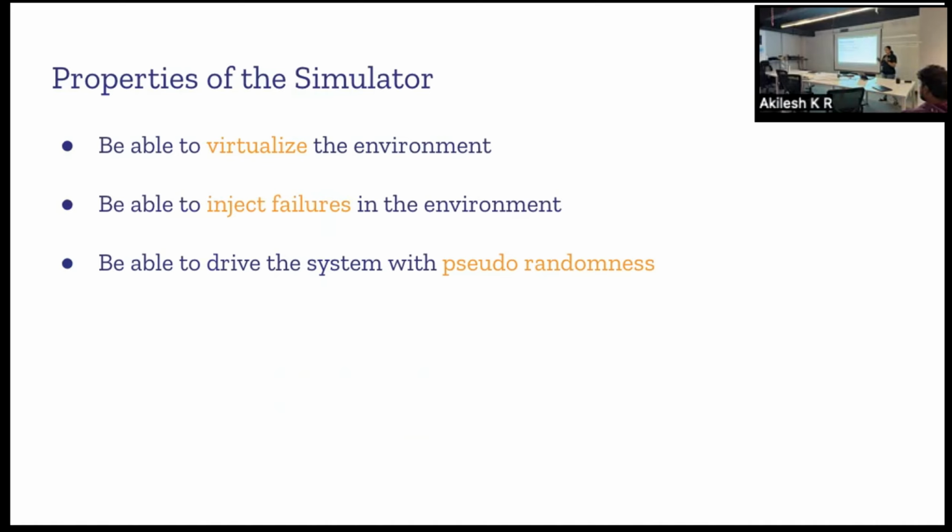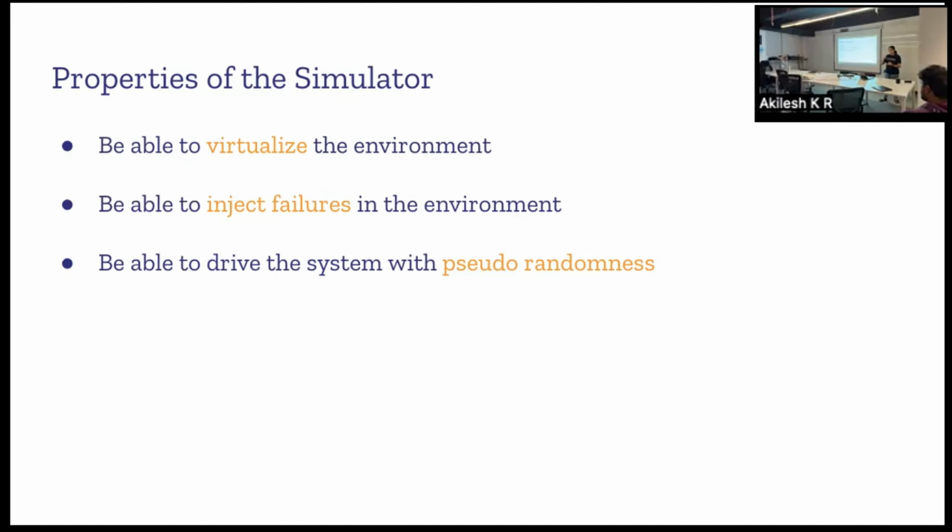To be able to write such a simulator, it needs to satisfy these 3 different properties. We should be able to virtualize the environment, because we cannot actually run it on a real environment, as things are not going to be in our control in a real environment. So we need to have control over the environment, and control over the kind of failures that we want to inject, right?